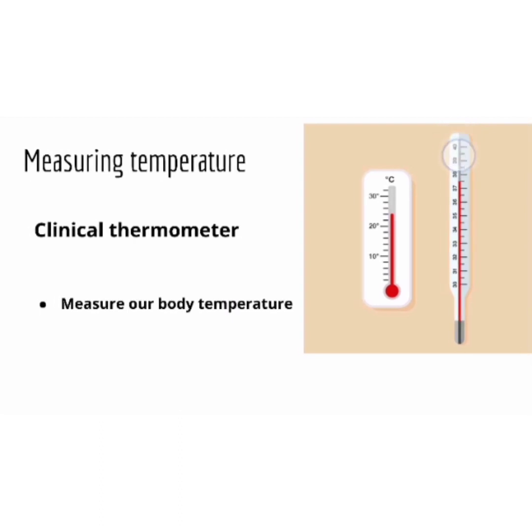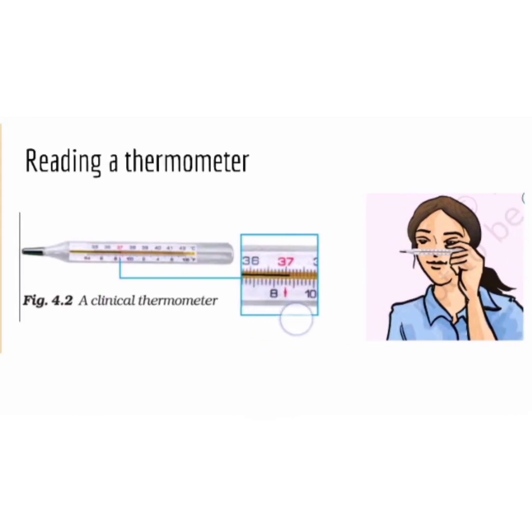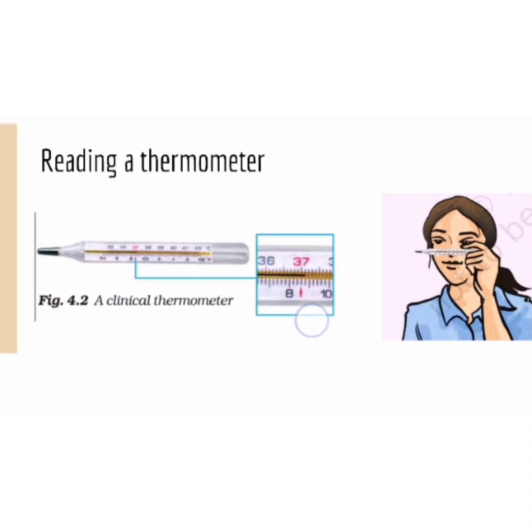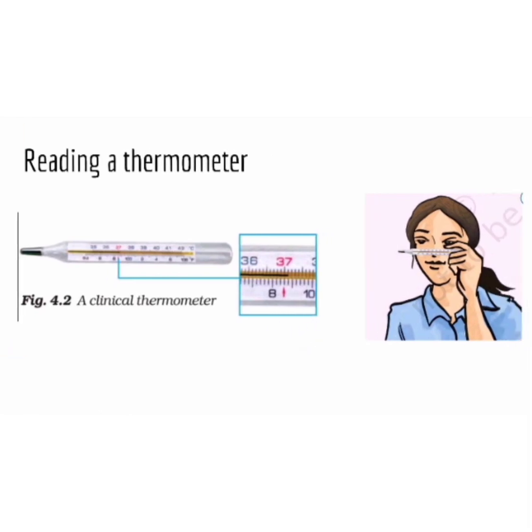Let us learn how to read a thermometer. First, note the temperature difference indicated between the two bigger marks. In this, 8 and 10 are the two bigger marks. Also, note down the number of divisions between these marks. There are 10 marks.